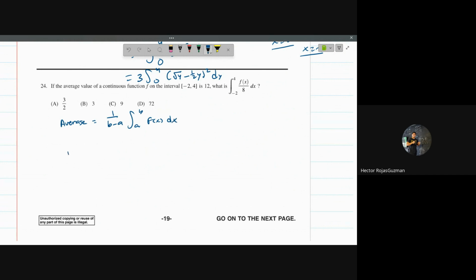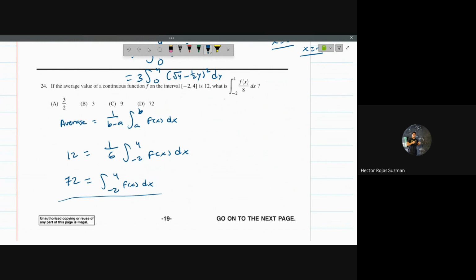We know the average value is 12, and we can go ahead and use the interval given to us from -2 to 4, which would be 6, of the function f of x dx. Now, I can actually just go ahead and solve for the value of the integral. This would be 72 by multiplying both sides by 6. And that's what the integral is worth.